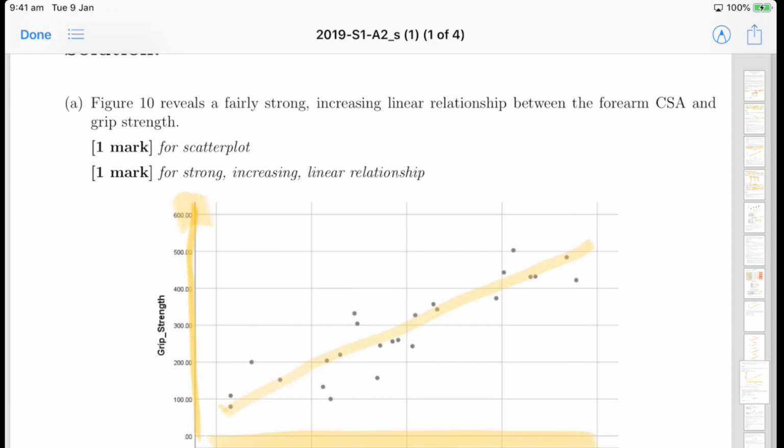Okay, how do we interpret whether it is strong or not, based on the observations? The closer they are to this straight line, the stronger the relationship. If they are scattered around like that, then we say that it's probably not a strong relationship. Okay. That's about the first one.